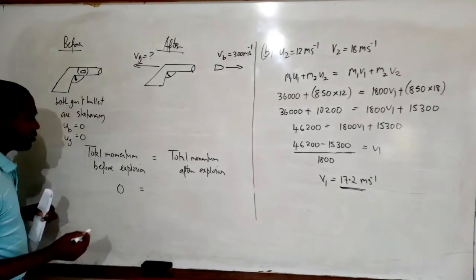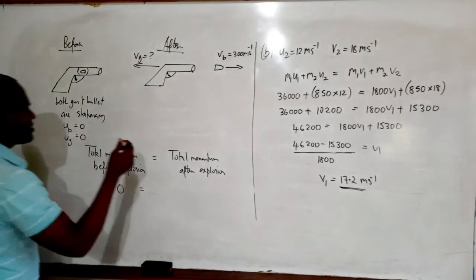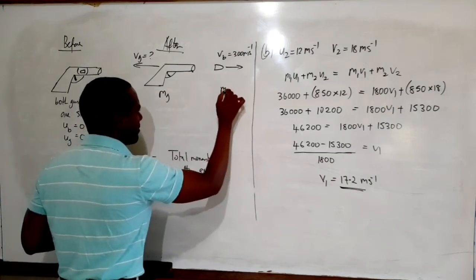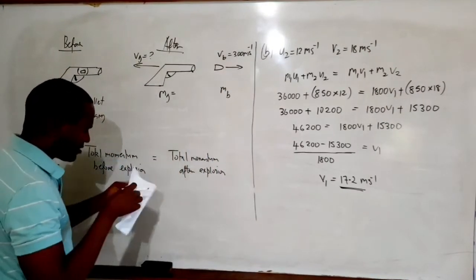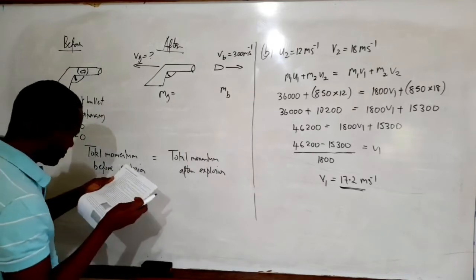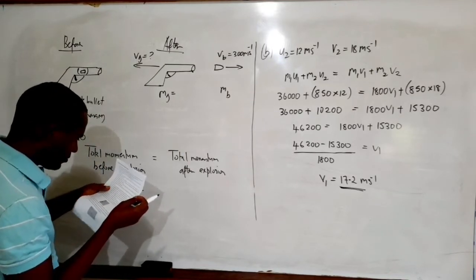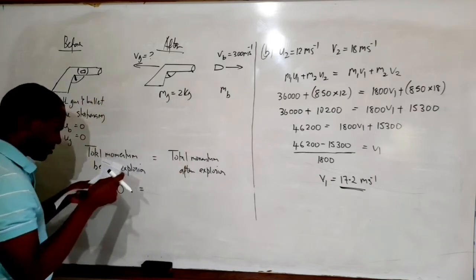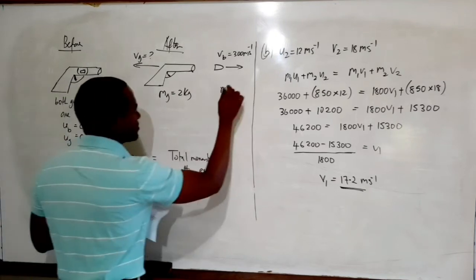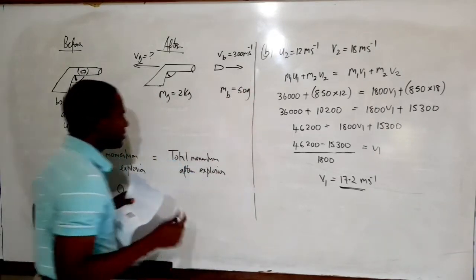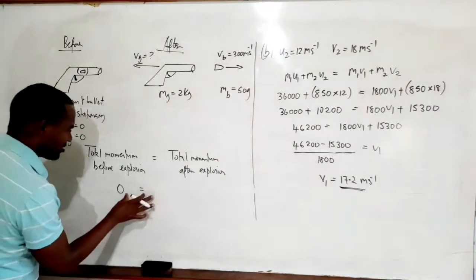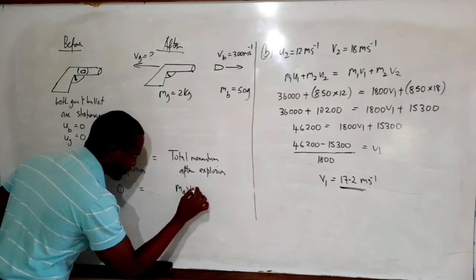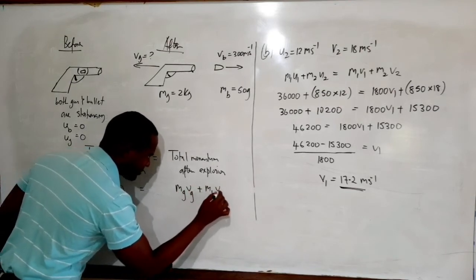So 0 is equal to, if you let the mass of the gun be mg and the mass of the bullet mb, we're given that the mass of the gun is equal to 2 kg, and the mass of the bullet is equal to 50 grams. Of course, you convert that to kilograms, right? So using the symbols, 0 is equal to the mass of the gun times the velocity of the gun plus the mass of the bullet times the velocity of the bullet.